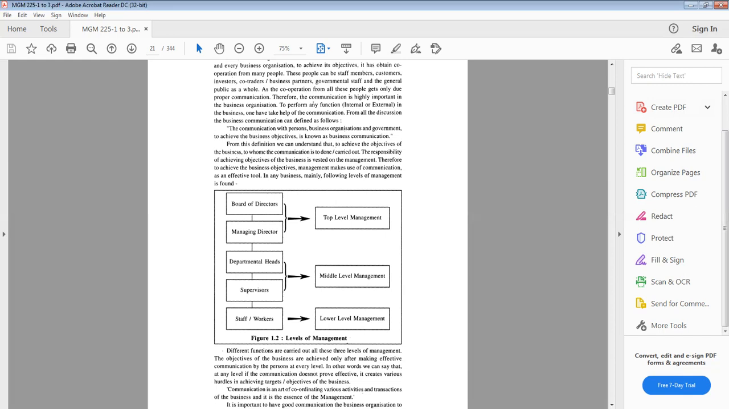Communication is an art of coordinating various activities and transactions of business, and it is the essence of management. It is important to have good communication in the business organization to maintain morale of the workers. The success of business can be measured from how skillfully the manager passes the message. Therefore, we can say management is also one type of communication.